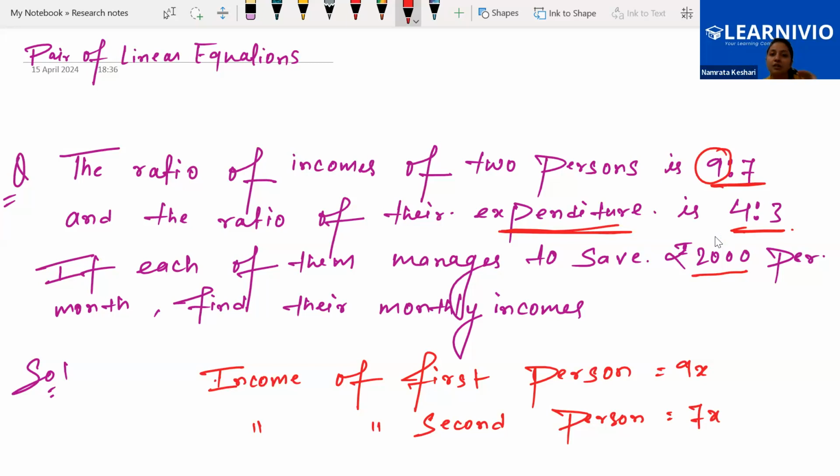So we will always assume the case that here we are having a different variable. For 4:3, we can say the first one is 4y and the next one is 3y, or maybe the first one is 4z and the next one is 3z. We are not going to take 4x and 3x again because the x variable we have already used. Are you getting it?